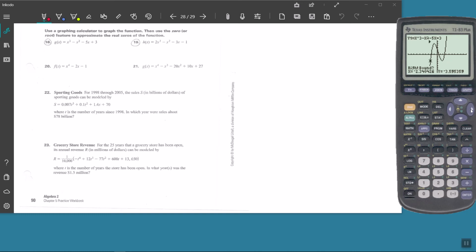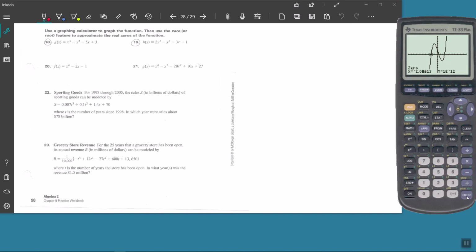So now it says right bound. I'm going to do the same thing, but I'm going to go a little bit further to the right of that x-intercept. So I'm going a little further positive on the x-axis, and then I'm going to hit enter. And now it says guess. So I'm going to do the same thing, but I'm going to get as close to the x-intercept as I possibly can, which is, it's not letting me right on that intercept, but it let me close. So I'm going to stop there and I'm going to hit enter.